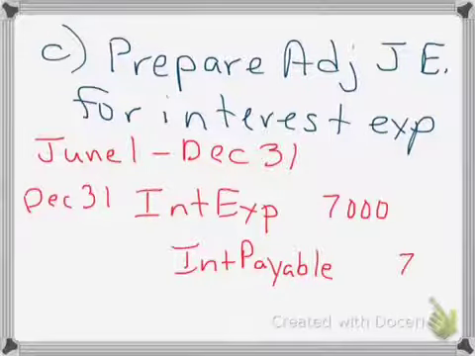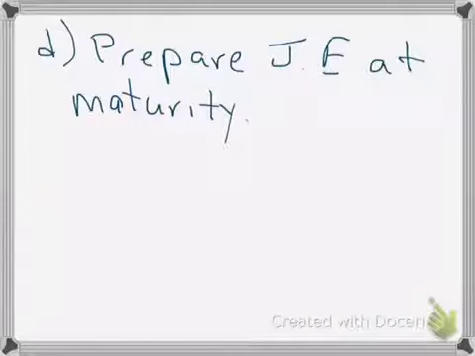We would actually be paying this in the future when this note comes due, which would be around May 31st. So on December 31st, we're just looking for that 7 months of interest, and that is going to be an interest payable amount. The last thing is to prepare the journal entry at maturity.